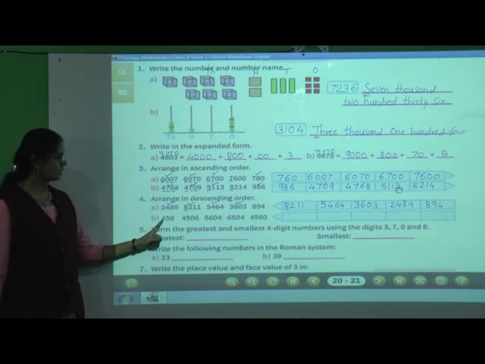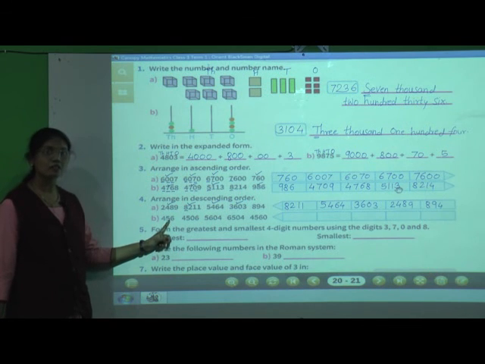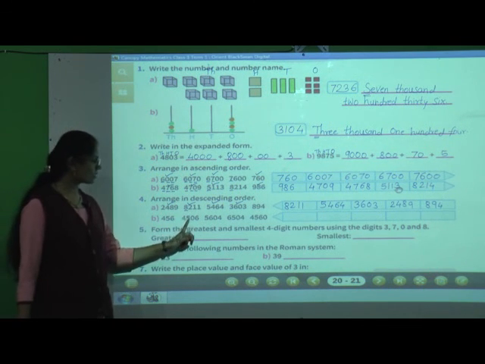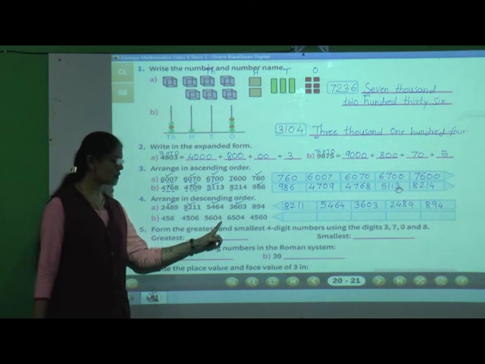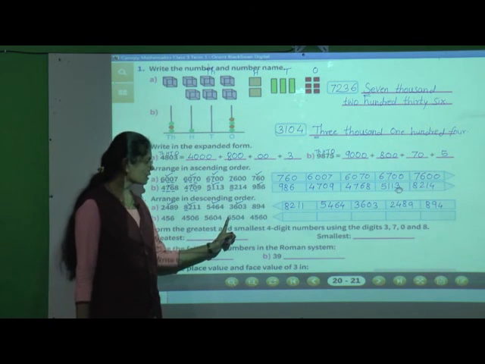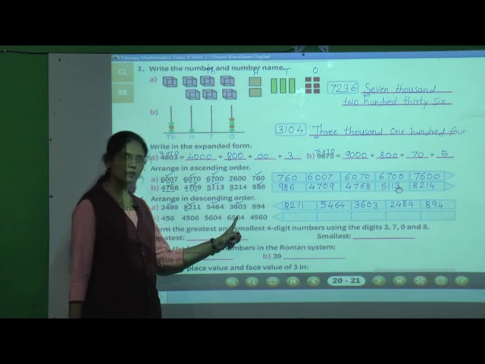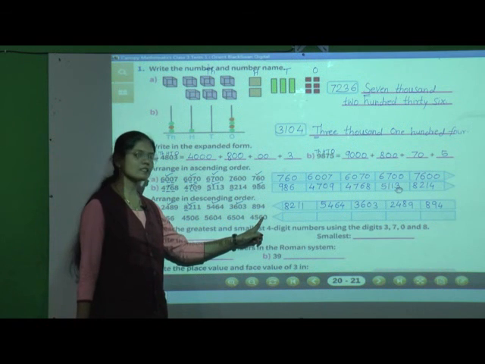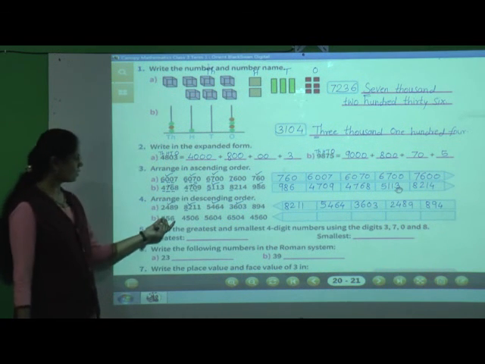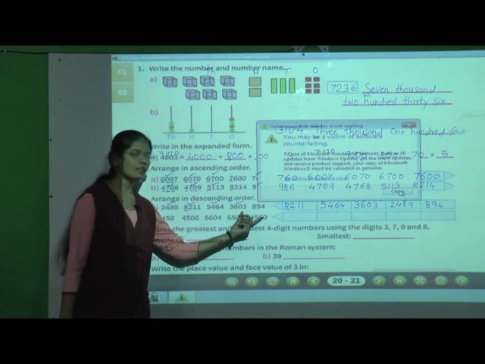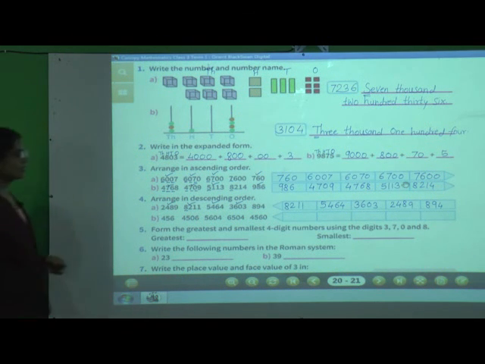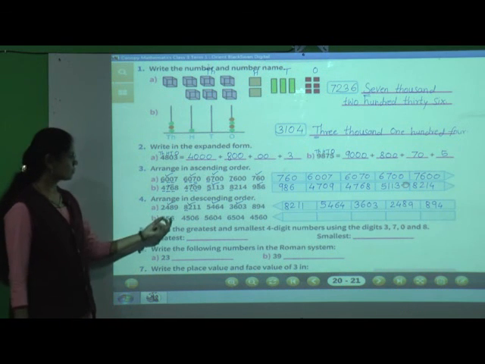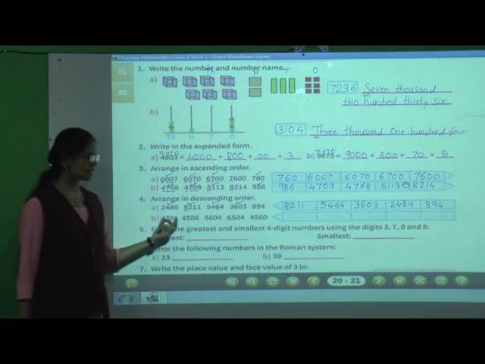B. Here 456, which is a 3 digit number. 4506, this is a 4 digit number. 5604, this is also a 4 digit number. 6504, this is also a 4 digit number, and 4560 also a 4 digit number. Now this is a 3 digit number and the remaining are all 4 digit numbers. We have to arrange the numbers in descending order. Descending order means decreasing, from biggest to smallest. So first we will take the biggest number.